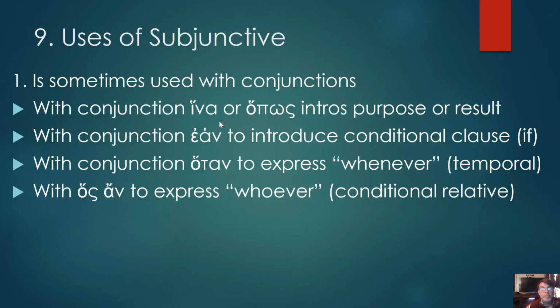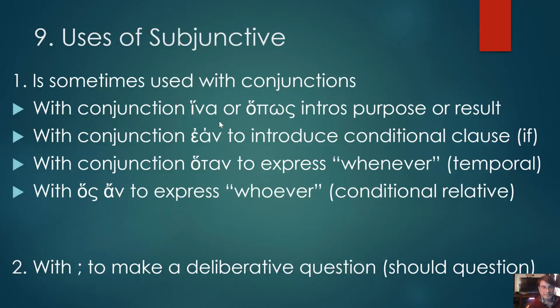You could take the relative pronoun ὅς and put that little ἄν somewhere nearby, and it goes from who to whoever, what's called a conditional relative clause. So ὅς is a relative pronoun that introduces relative clauses. But if you put ἄν somewhere in the mix, then it becomes a conditional relative. It goes from who to whoever.